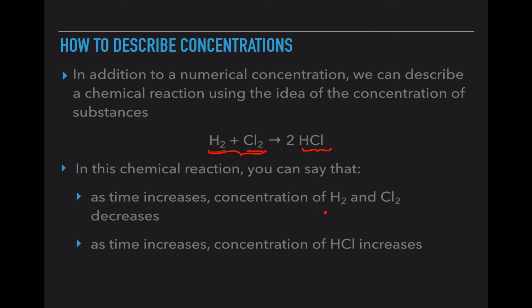So as this reaction goes on, the stuff on the left of the arrow is going away, which means the concentration is going down. The stuff on the right side of the arrow is being made, which means the concentration is going up. So if you see a chemical formula or a chemical reaction written, you should be able to tell that as time goes on, the stuff on the left, or before the arrow, is disappearing, and the stuff on the right is increasing in number. We're getting more of it.